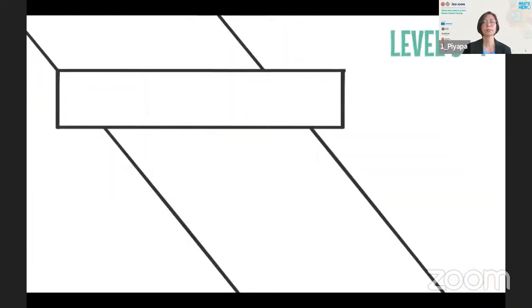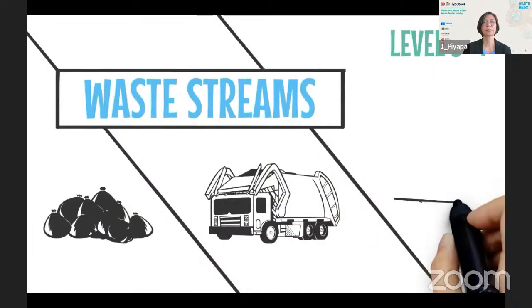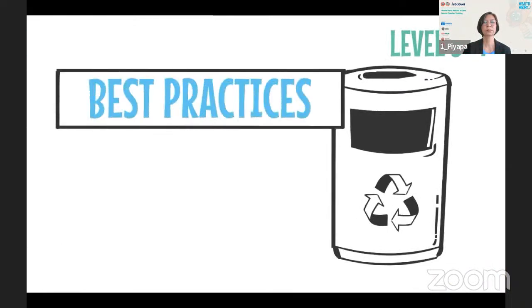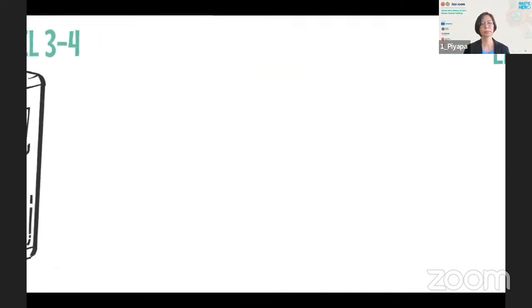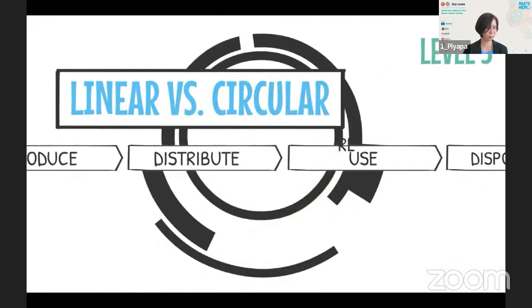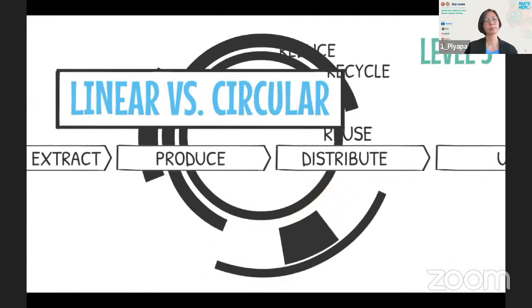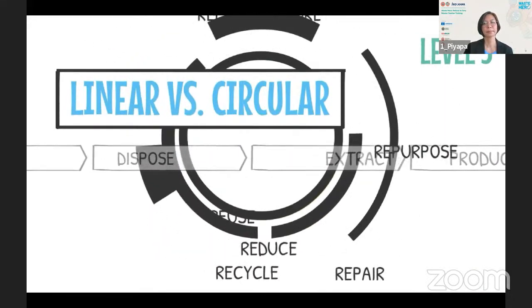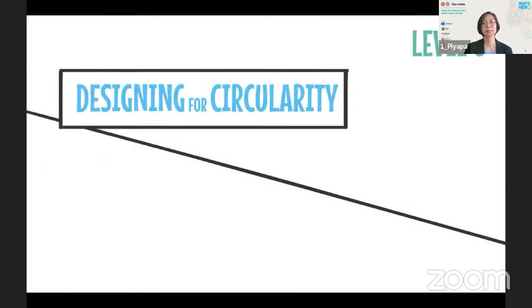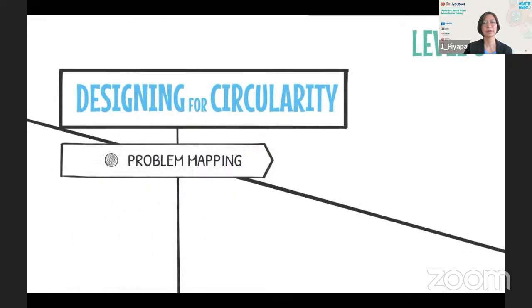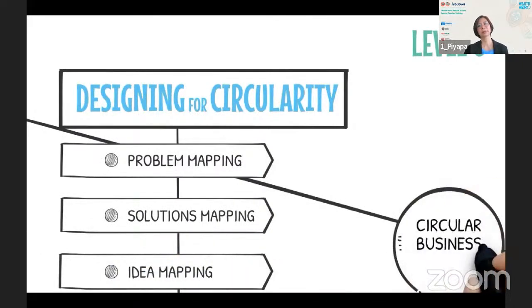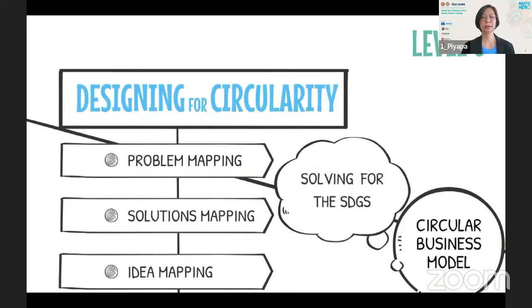Levels 3 and 4 introduce the concept of the waste stream and how litter can enter the environment. Recycling best practices are presented as a way to prevent waste leaking into nature. Level 5 introduces students to the linear and circular economy and how circularity can be designed into a product or business life cycle through a redesign challenge classroom activity. Level 6 workshops introduce design thinking and tools to help students identify problems and solutions, map ideas, and develop a business idea or community project to solve a waste-related problem.